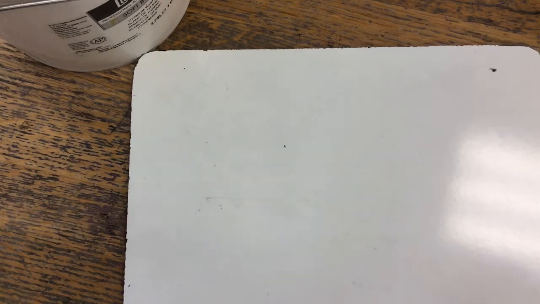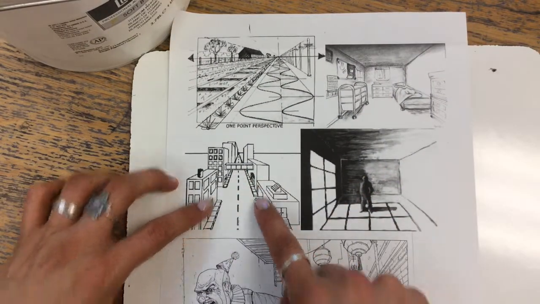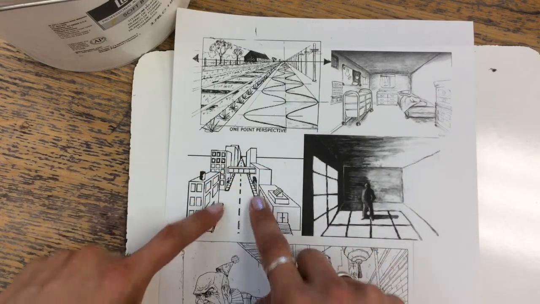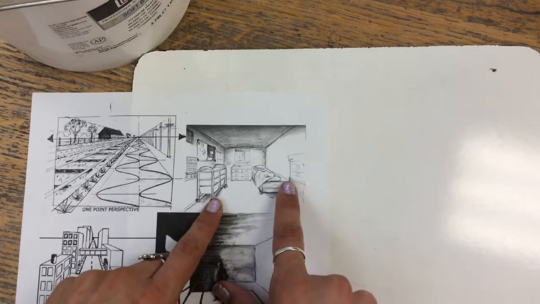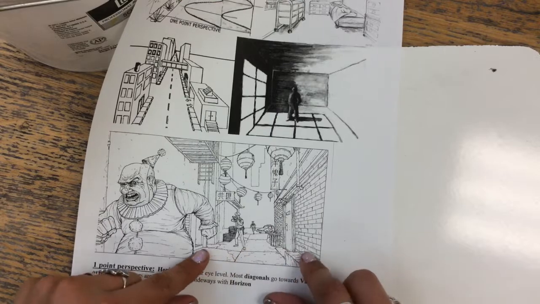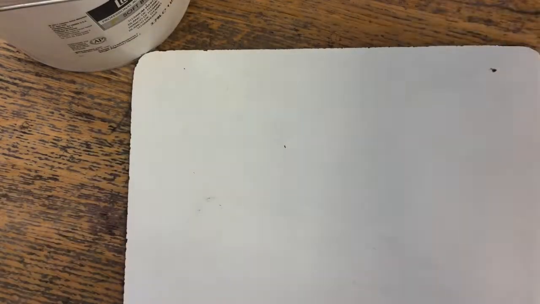So today we're going to do some one-point perspective. It's used in making cities look like they're three-dimensional, like a street going into the distance. It's used in room decoration. They use it a lot in cartoons to make things appear like they're in 3D space.